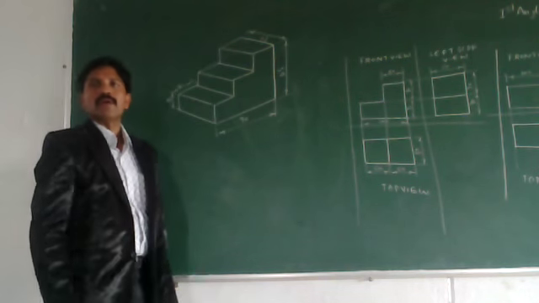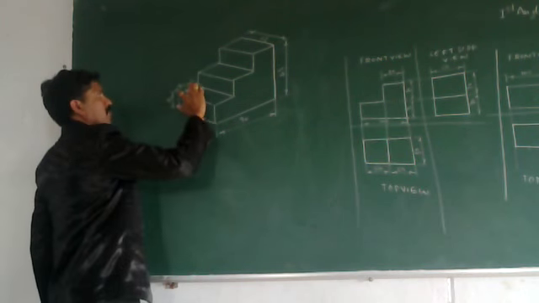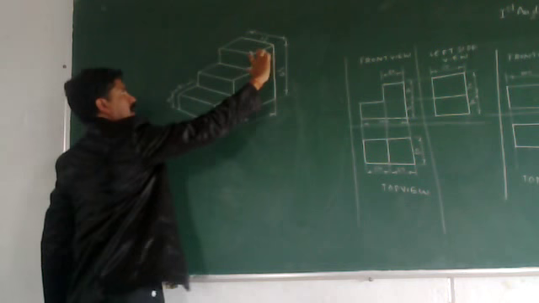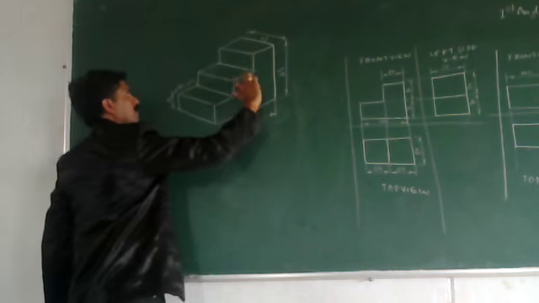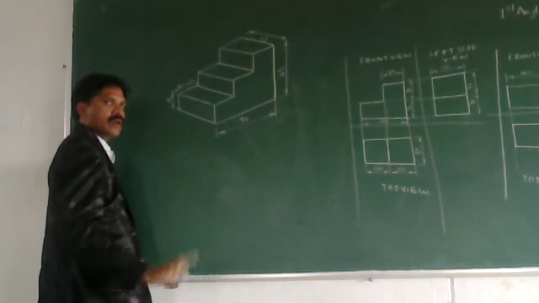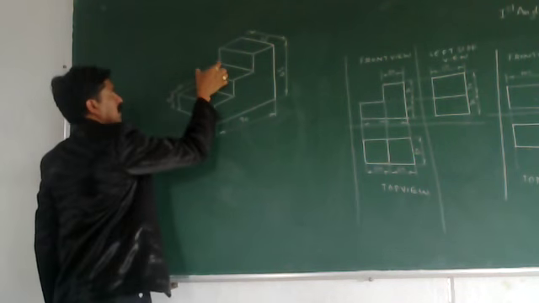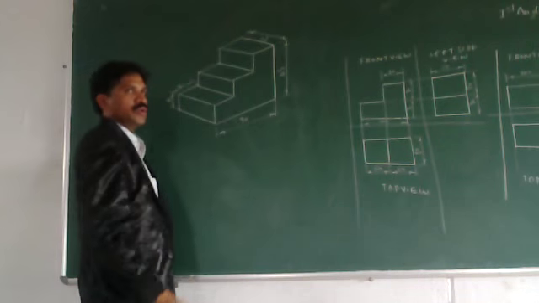It's enough. It is not required to give all the steps' dimensions. So if one is there, we imagine the same for the others. So this is 50 and 15 and 15. Total it is 45. So three 15s are 45. And next, coming to the length, this is 30 and 30 and 30.